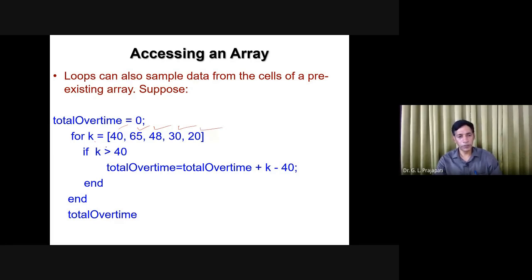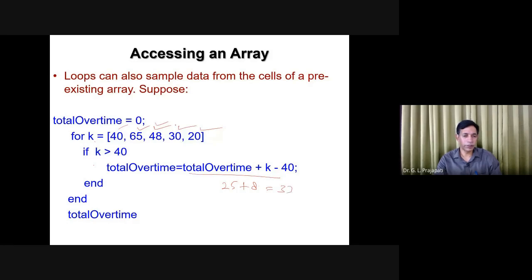So again, once you compute this, the first time k greater than 40, no. Next time k becomes 65. Now 65 is greater than 40, yes. Then you are going to compute this, and you are getting 25 here as the total overtime. Then again go to the third time. The third value is 48. So once you are entering the third time, it is 48, and 48 is greater than 40, yes. So again 25 old one plus you are getting 8, and now total overtime becomes 33.